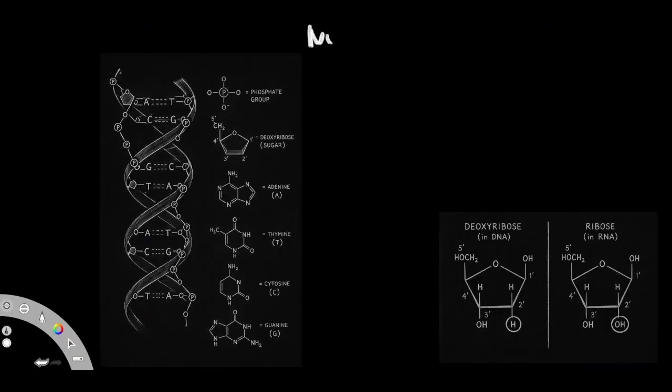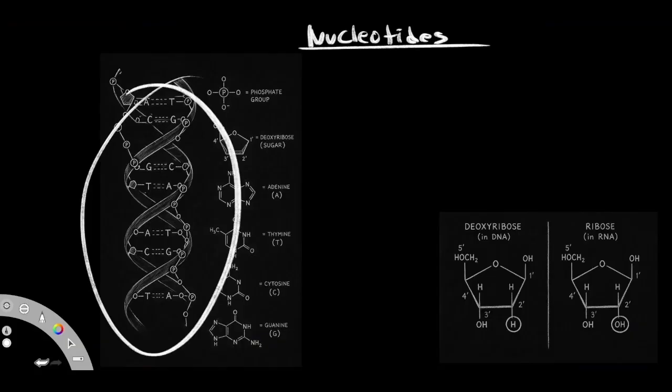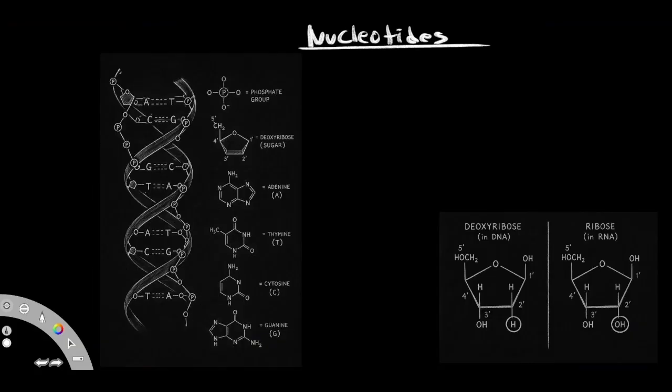So if I bring them back together here, we're looking again at the building block of DNA, the deoxyribonucleic acid. Again, what makes up nucleic acids? Nucleotides. So this here is a nucleotide. You bring these together long enough, you get a nucleic acid.